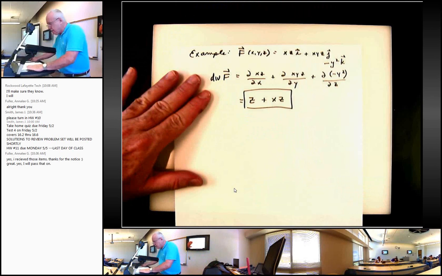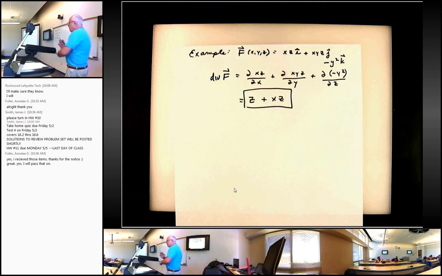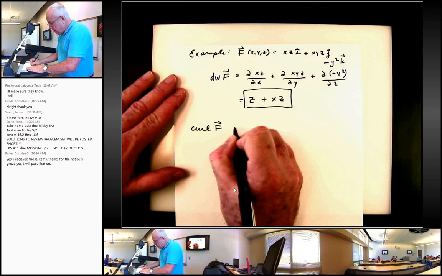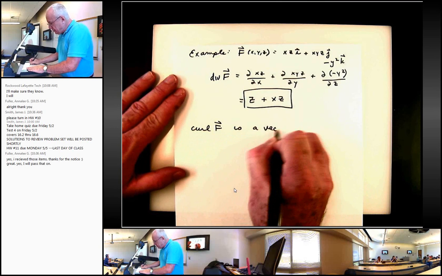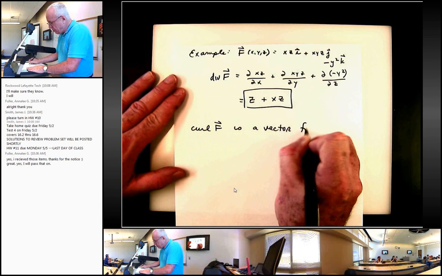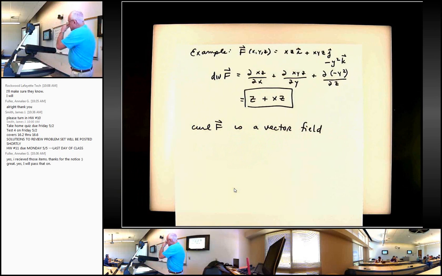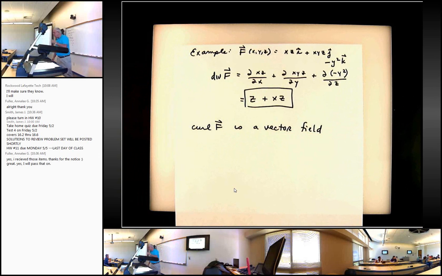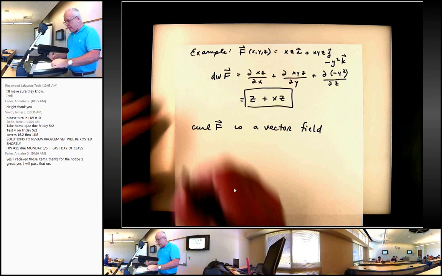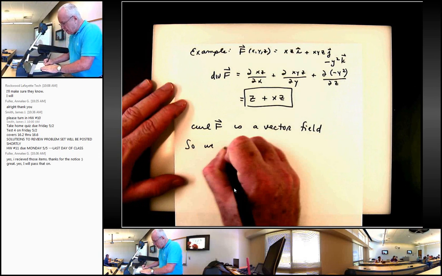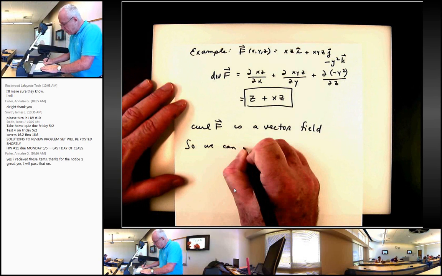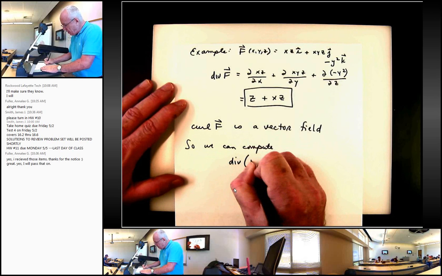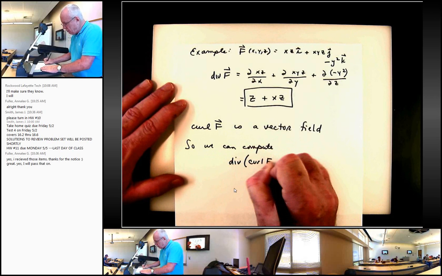So let's see here. The curl of f, again, I'm writing this down again. The curl of f is a vector field because it gives us a vector. So since it's a vector field, we can apply the div to it. We can do the div of the curl of f.